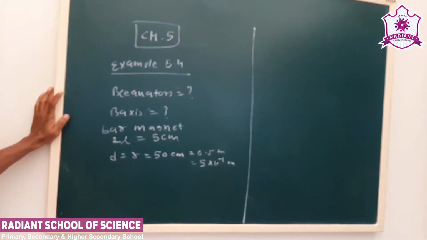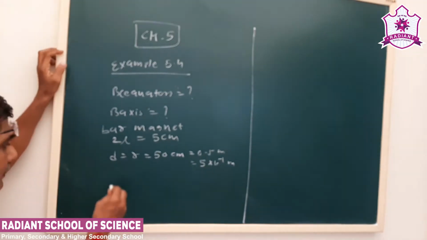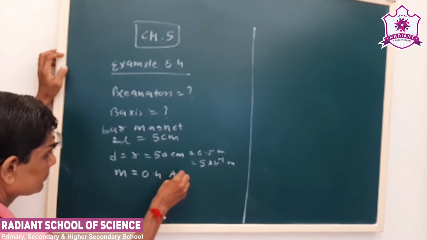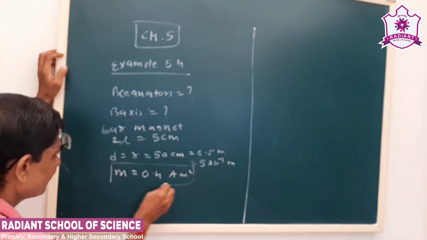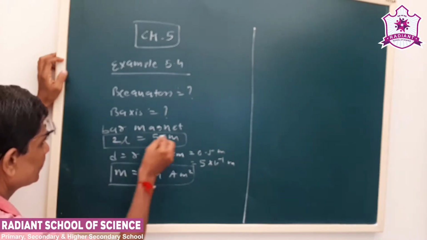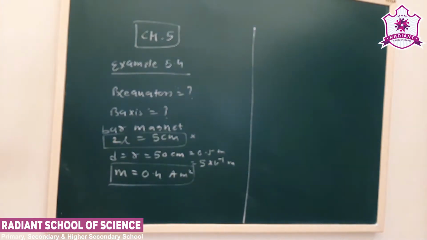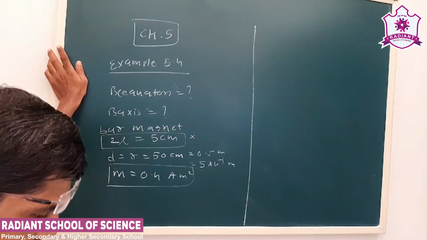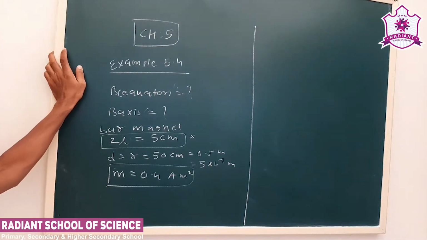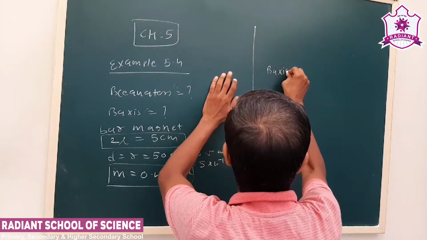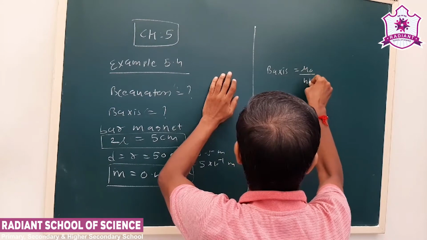Having a dipole moment of 0.4. Now here we are given the dipole moment, so there is no use of this length. We have derived the equation for the magnetic field at the axis and equator of a bar magnet. So we know that the formula for B axis is mu0 upon 4 pi.